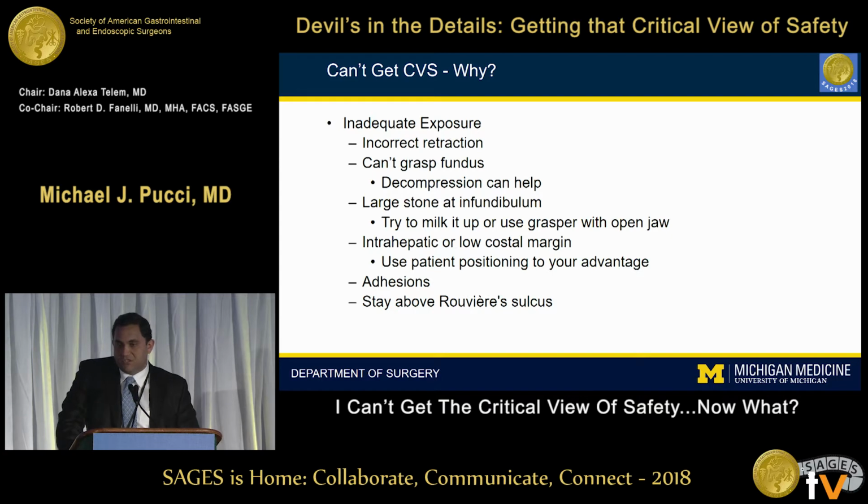Dense, severe adhesions can, of course, limit your exposure. Sometimes you can barely see even a tiny portion of the gallbladder due to the adhesions. And we've already alluded to Rouviere's sulcus, but your dissection should be above that to stay in a safe zone.